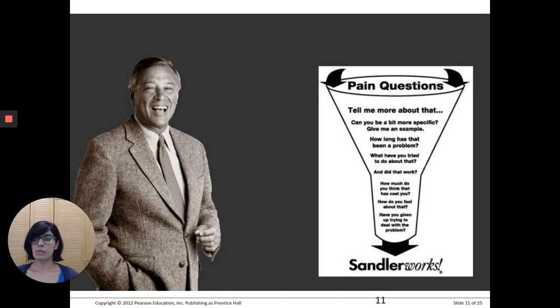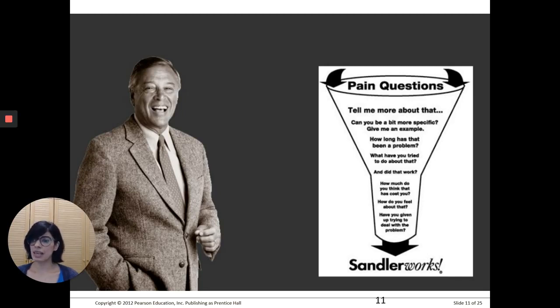And typically the customers don't know how to tell you what else is going on. So then you say, can you be a bit more specific? Give me an example. Because at this point, they'll just be talking in theory. Oh, this is a pain for me because of that. When you get them to tell a story, you're invited into their world and you're seeing things from their perspective.